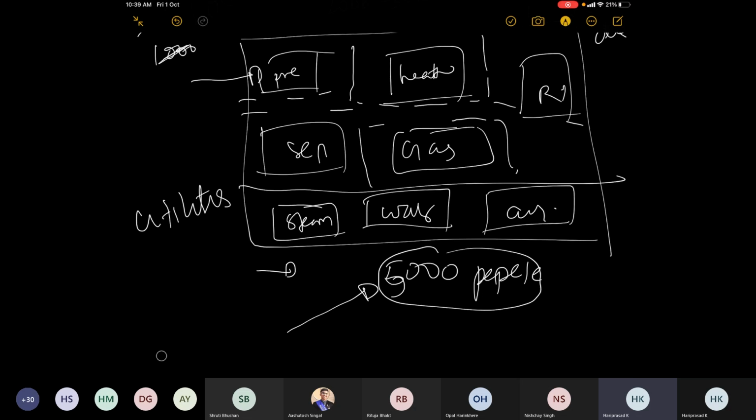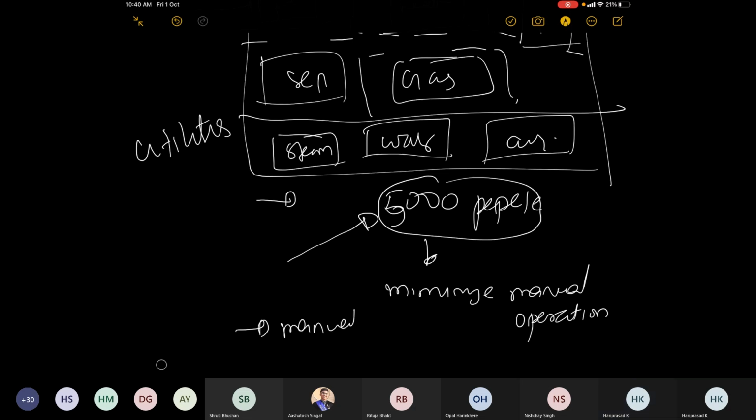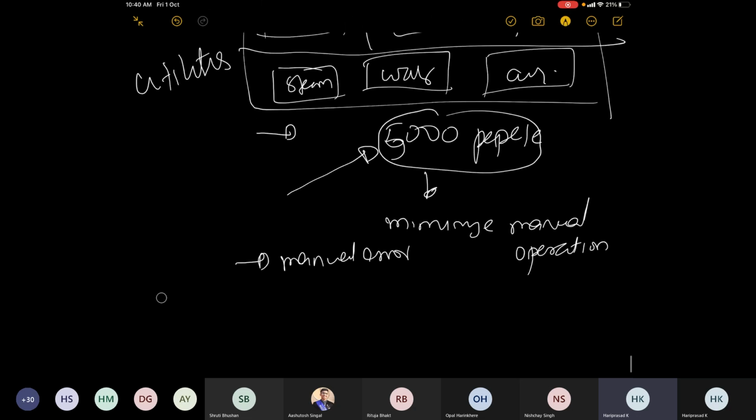So in any production line, the first philosophy is to minimize manual operation, owing to two things. One is manual error. Human beings are prone to making errors. Manual error can happen.